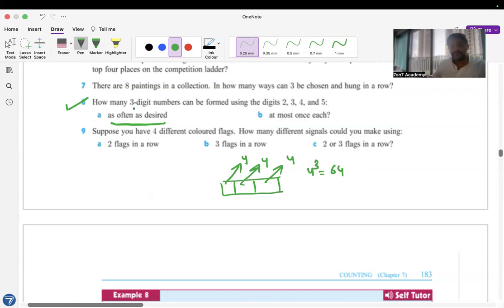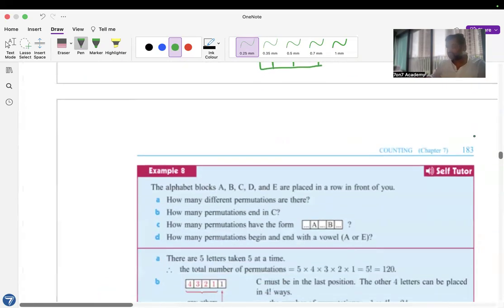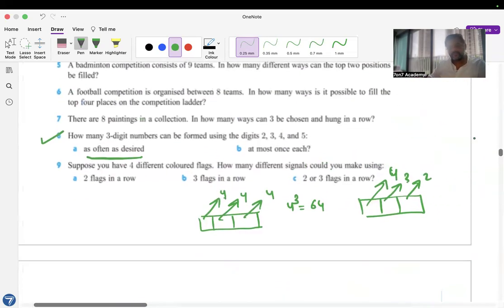So when repetitions are allowed, what did I tell you? The formula is valid when repetition is not allowed. Here repetition is allowed, so every place can be filled by any of the numbers you have. Now if repetition is not allowed and you have 4 places, this place can be filled in 4 ways, then one is gone because repetition is not allowed, so 3, then 2. So that's how it is.